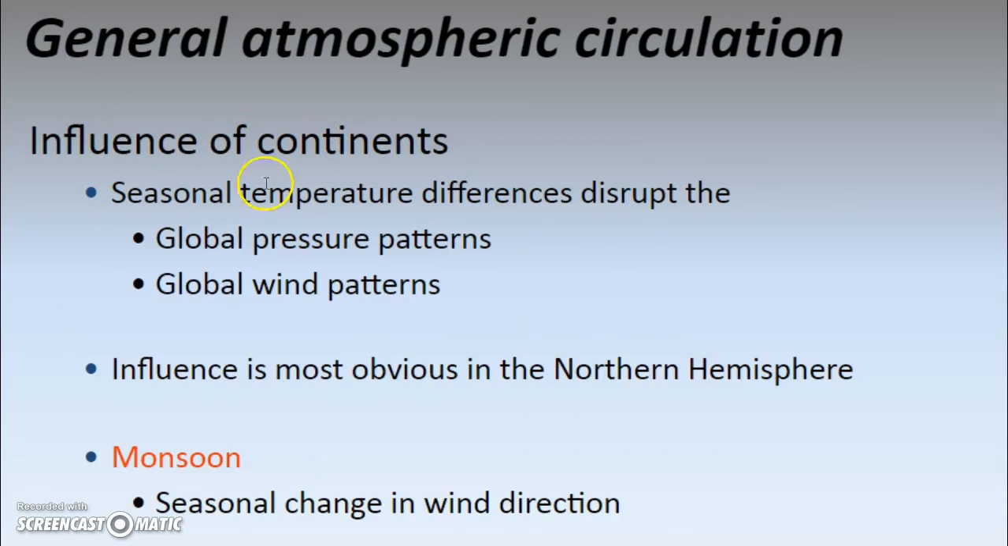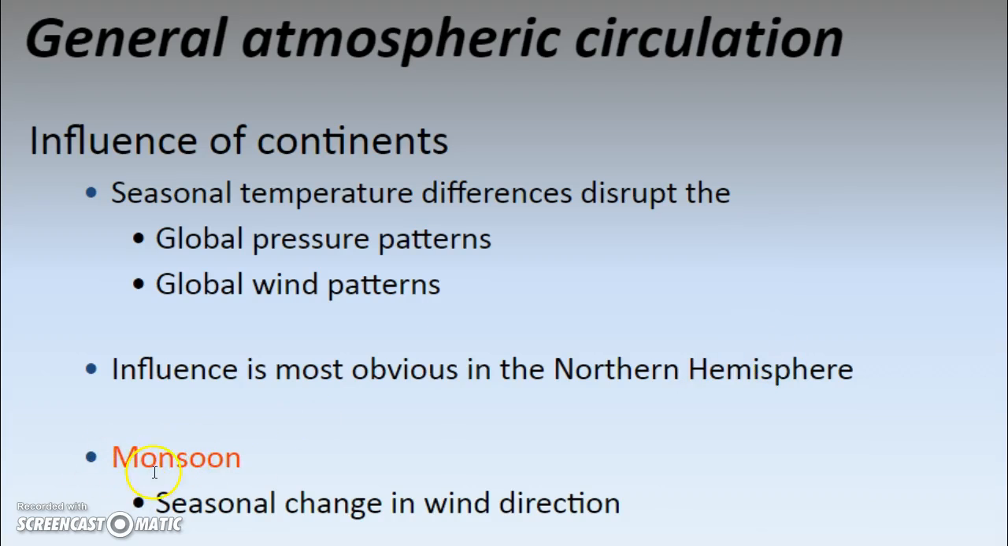So, the influence of the continents. We get seasonal temperature differences that disrupt the global pressure patterns and the global wind patterns. Remember, land and water heat up noticeably differently, so they're going to be interrupting. So it's not a perfect system. It's a very complex system, but we can make sense of it. And the influence is most obvious in the northern hemisphere, right? We have much more land in the northern hemisphere than the southern hemisphere.